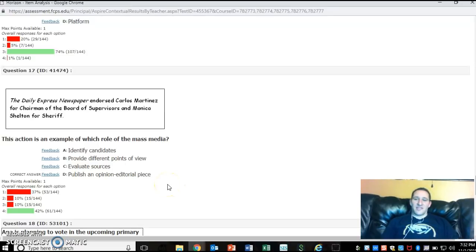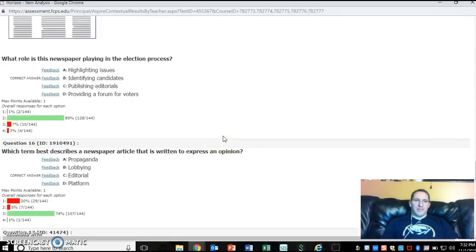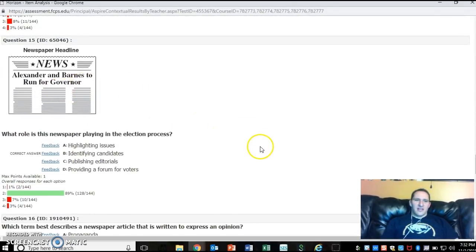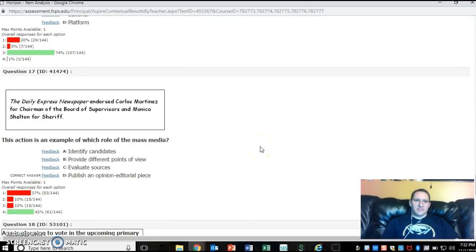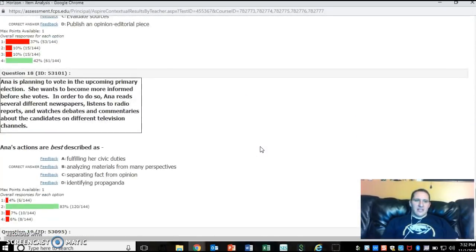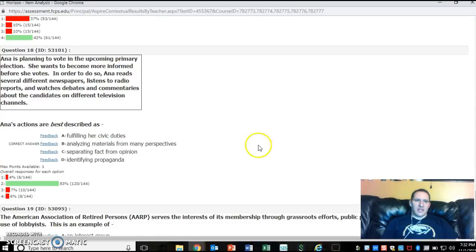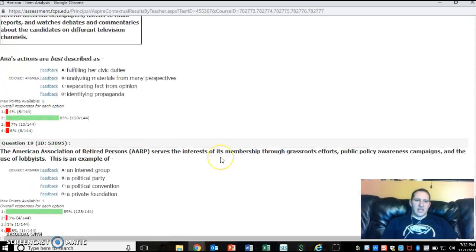We did an activity in class where I showed you identifying candidates versus stating an op-ed and giving an endorsement. And a lot of you were tricked even on that warm-up, even though I said that there's 2 different answers. So, well, I told you it would show up, and here it is, number 15 versus number 17. Okay. All right, 18 you did pretty well on. She's looking at things from many perspectives in this example.